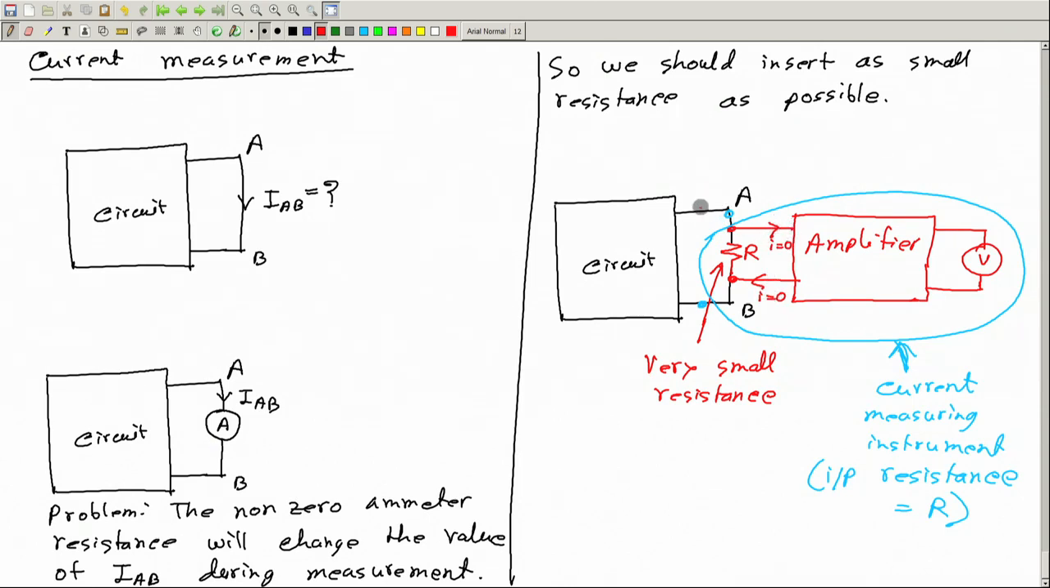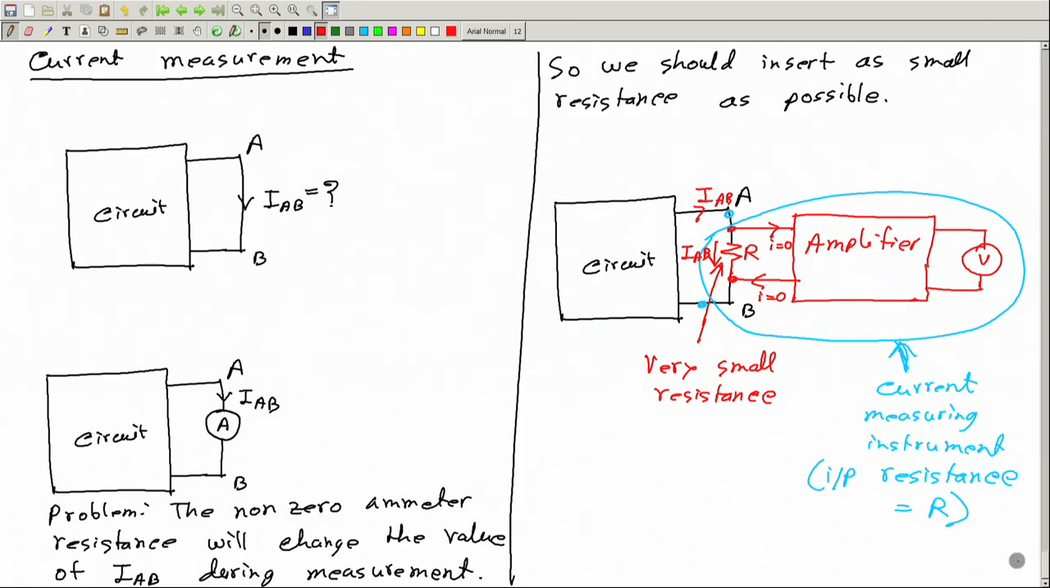An ideal amplifier should not take any current or much current, so this current is negligible. So this current, if you call it IAB, flows almost through this resistance R. So this is also IAB. It flows through this resistance R. It does not go to the amplifier. That is the beauty of an amplifier. That is one of the necessary properties of an amplifier, that it should not take any current. It should not draw any current or draw minimum possible current.